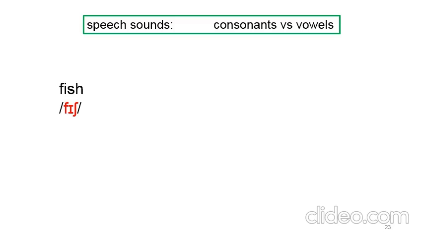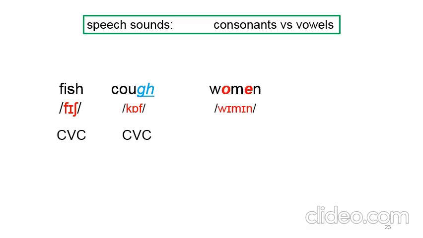Look at the word fish. Say the word fish. How many speech sounds does it have? It has three. F, I, sh. It starts with a consonant, followed by a vowel, and then at the end we have another consonant. The word cough has the same structure. Consonant, vowel, consonant. Women has five speech sounds, starts with a consonant, followed by a vowel, another consonant, another vowel, and a consonant. These three words were easy to split into speech sounds.